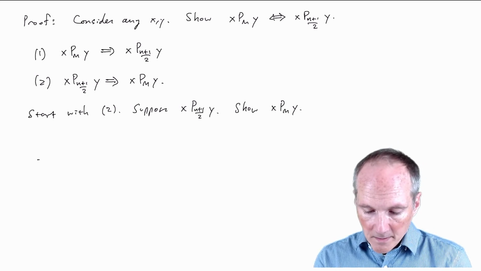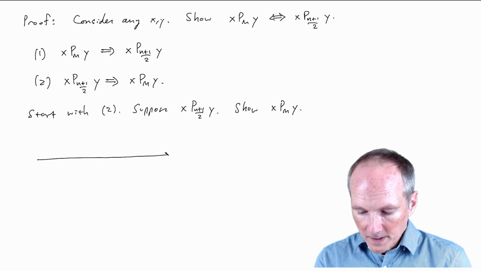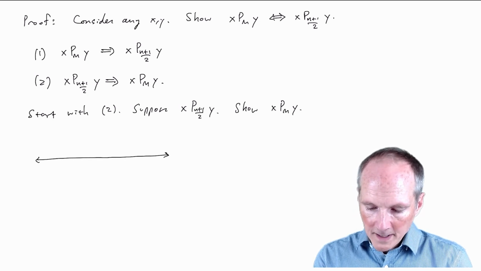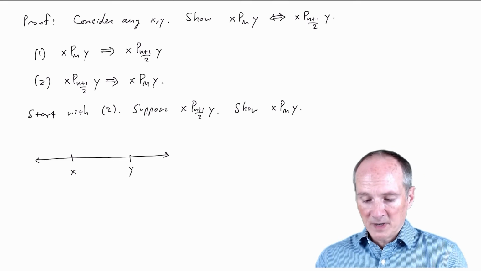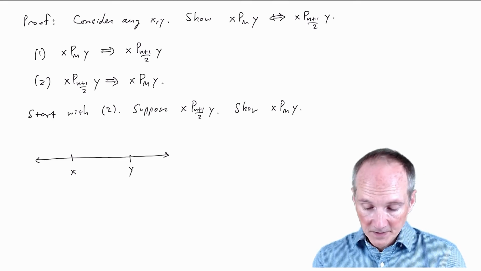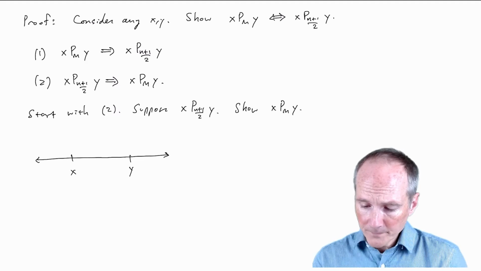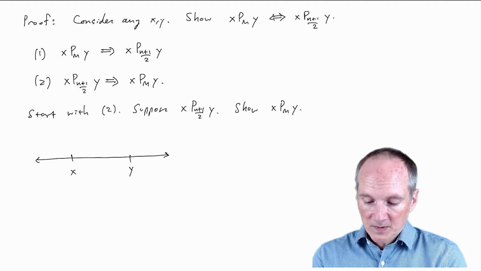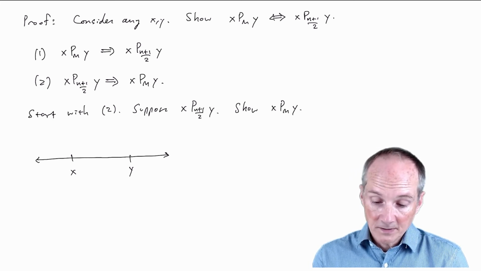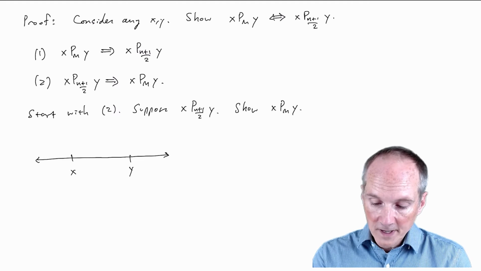Let me draw a real line here. And without loss of generality, I'll put X to the left of Y. Any argument I make can be reversed in case X is bigger than Y. So this is really without loss of generality. Now, what does it mean in terms of this picture for the median voter to prefer X to Y? It means he's closer to X than to Y.